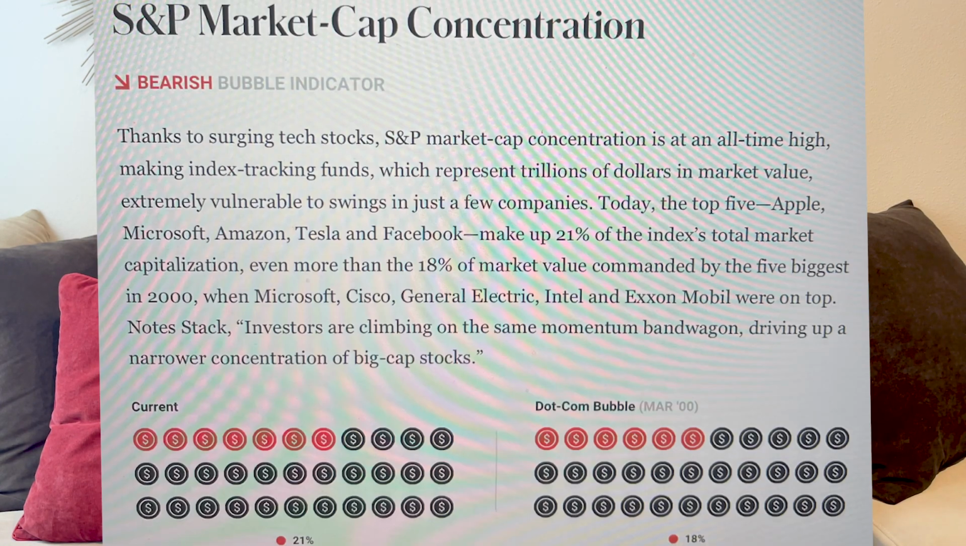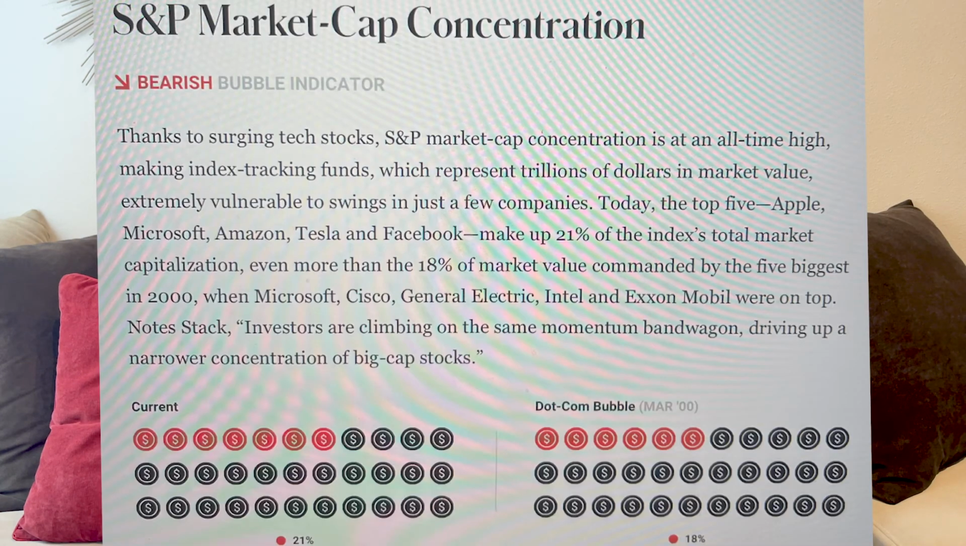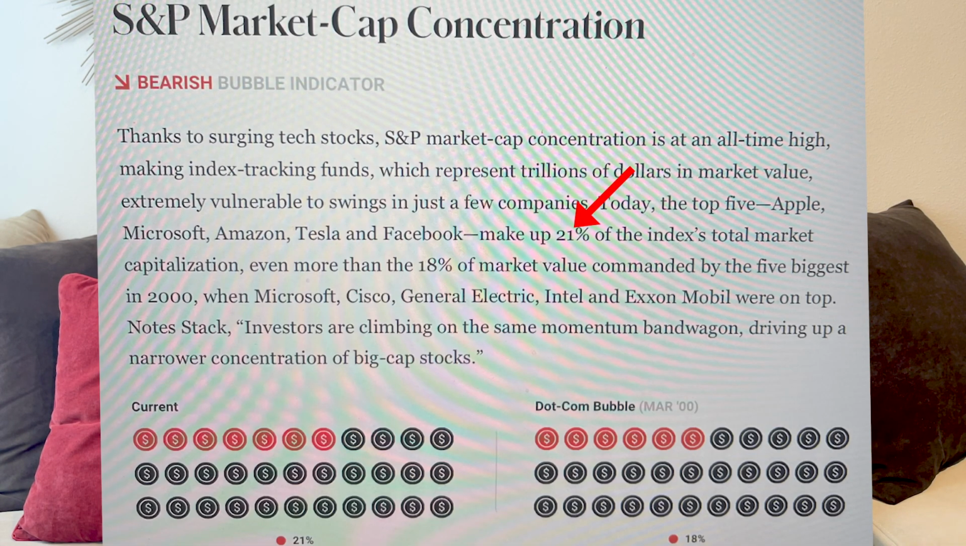Number four, S&P market cap concentration. Right now, we're depending on very few companies to swing the market. Back in the year 2000, 18% of the market was concentrated in 5 companies, which were Microsoft, General Electric, Cisco, Intel, and ExxonMobil. And today, we're having the same situation. 21% of the market is concentrated in 5 companies, which are Apple, Amazon, Microsoft again, which is impressive, Tesla, and Facebook, same as before the crash.